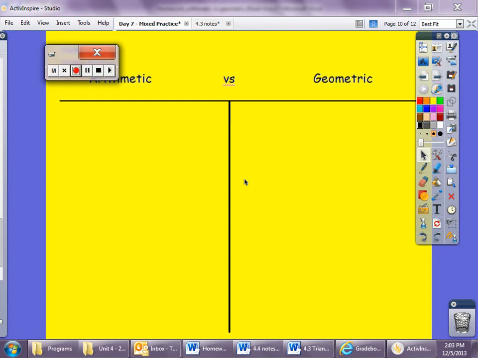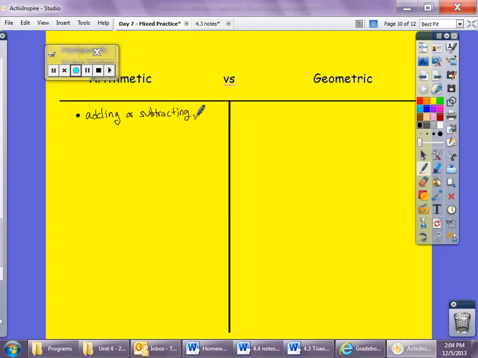Alright, so we're going to be reviewing some of our key vocab terms and notes. We're going to be talking about arithmetic versus geometric. Arithmetic is our adding or subtracting. So arithmetic is adding or subtracting.